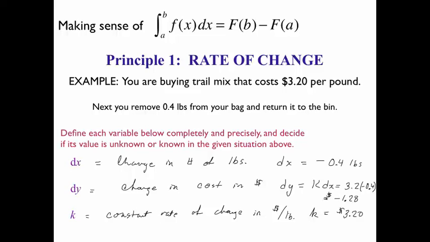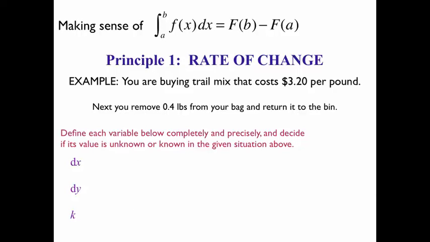How can an amount of money be negative? Yeah. It's a decrease. It's a decrease in the cost you're going to pay. So anytime you have a decrease, your change is negative. Okay? But it still follows dy equals k dx. Okay.